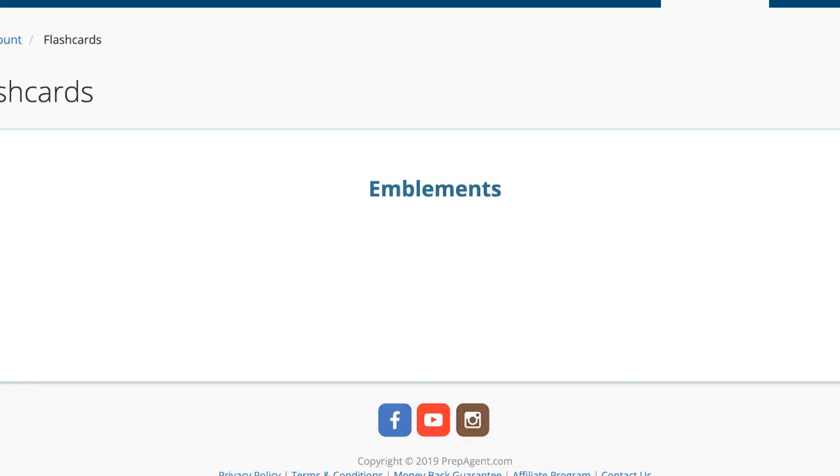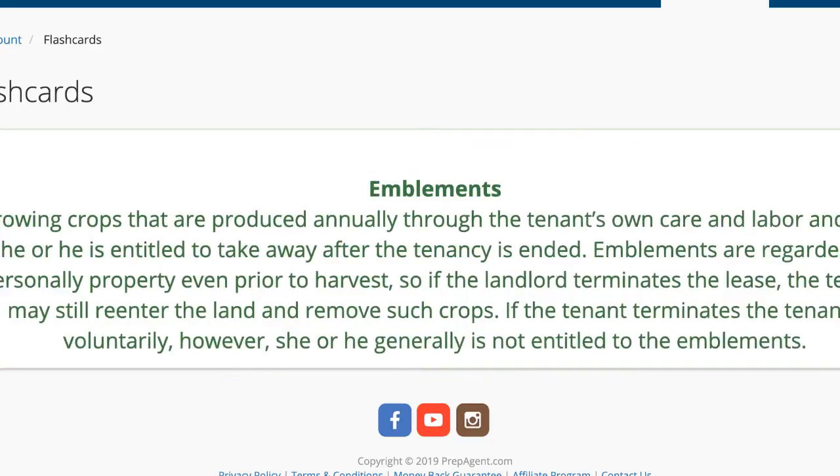Okay, Blanca has a good little definition in there. Nice job, Blanca. Okay, what is an emblement? What is an emblement? Emblements are crops. Good. Good job, everybody. They are crops.